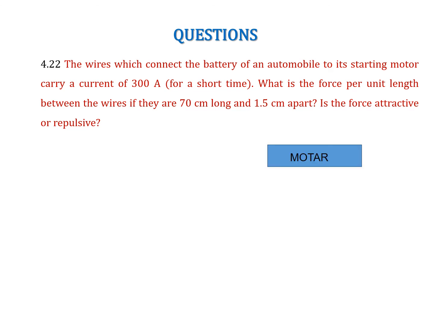So we have a motor connected to a battery. The wires that are connecting the battery to the motor carry a current of 300 amperes. Okay, so we can see the two connecting wires will have current flowing in opposite direction. The length of these wires is 70 centimeter and the distance between them is 1.5 centimeter.